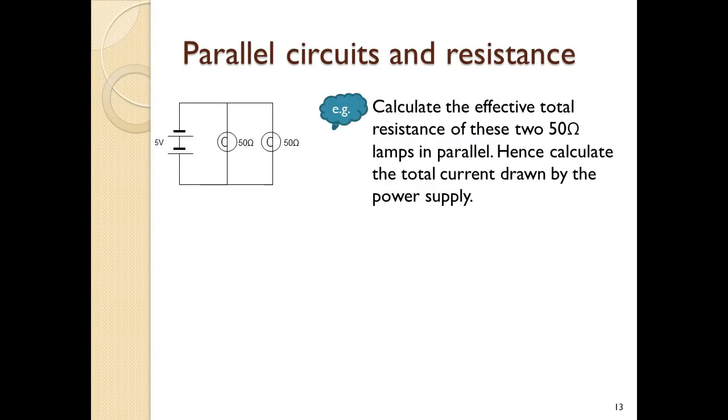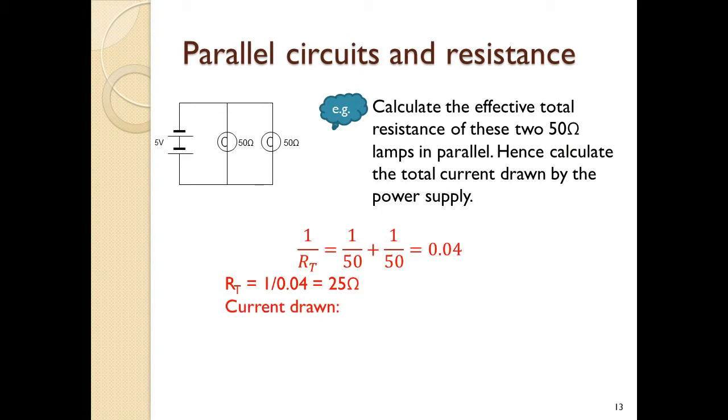Let's do an example using that formula. Calculate the effective total resistance of these two 50 ohm lamps in parallel. So 1 over the total is going to be 1 over 50 plus 1 over 50. Might be a good idea to just type those on your calculator and express the answer as a decimal. We, of course, want to find out the total resistance, not 1 over the total. So to find that, we'd need to take the reciprocal of this number, or 1 over. 1 over 0.04 is 25 ohms. And it shouldn't be a surprise that that is half of these two 50 ohm resistors.